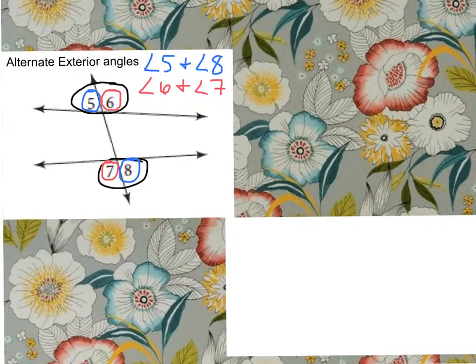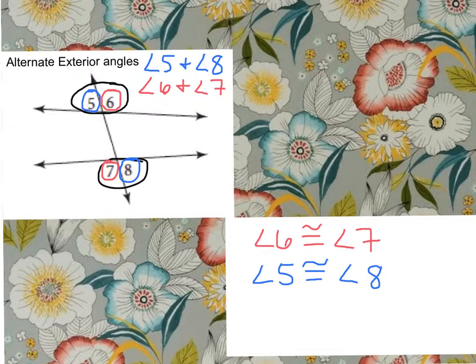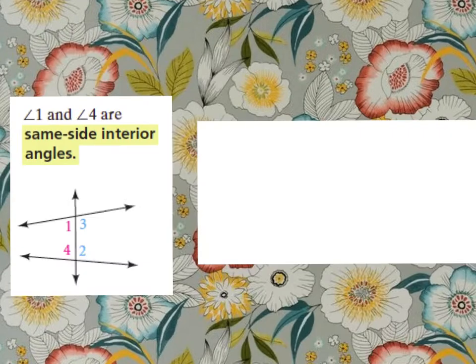Now let's say what's true about these angles. Angle 6 is congruent to angle 7. This is true since they are alternate exterior angles. And the same thing goes for angle 5 and 8. Angle 5 is congruent to angle 8 because they're alternate exterior angles. So once again, you can say that these angles are congruent to each other, which means they have the same angle measurement.